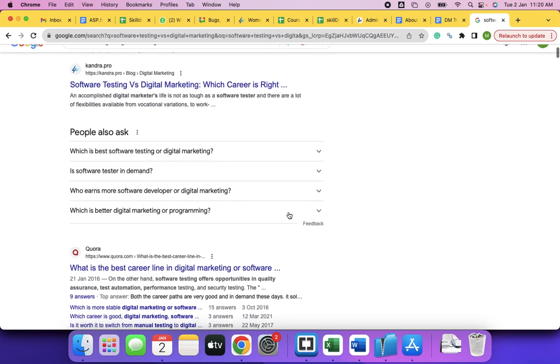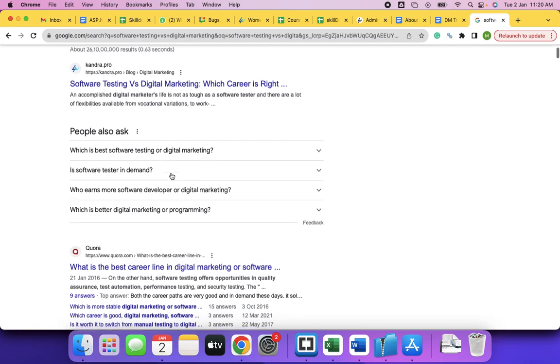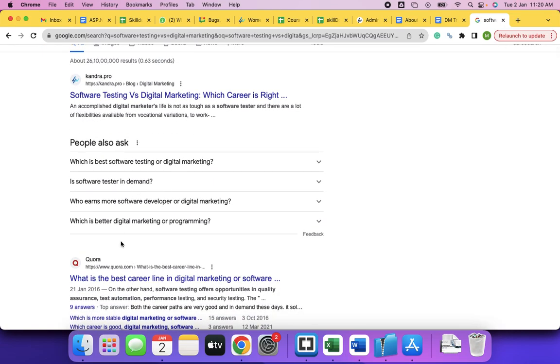Maybe because of the keyword that they are using. So software testing versus digital marketing has been used exactly, and there's a good possibility of people clicking on this. But during this scroll, they found Quora and Canva.pro. Quora is the most heard name compared to Canva.pro, and hence, though it is completely relevant, people might click on it. There are chances that this might lose some amount of CTR.